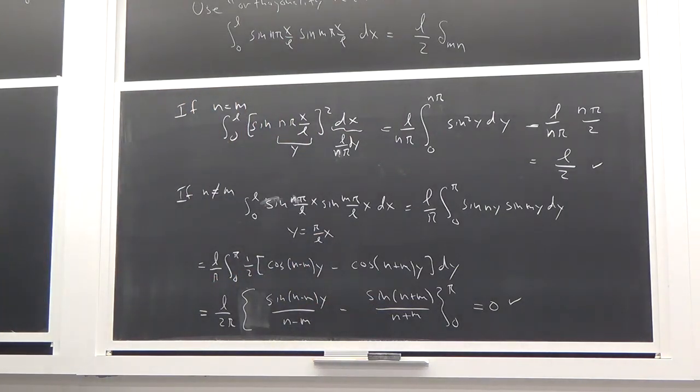So we've demonstrated that our orthogonality relation holds, and now we can use it to determine the a sub n coefficients for any given function f of x.